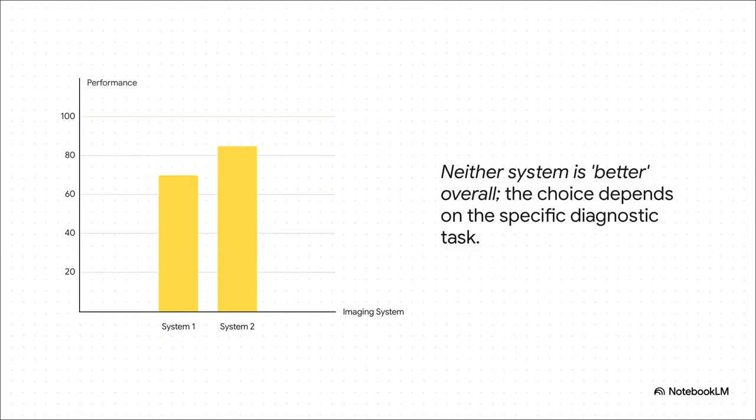And this chart just illustrates that trade-off perfectly. Take a look. You've got two systems here. System 1, it's great for seeing big, coarse structures. But check out System 2. It's the champion when it comes to capturing those super fine, tiny details. So, which one's better? Well, that's the trick question. Neither is. The best one depends entirely on what the doctor is trying to find.